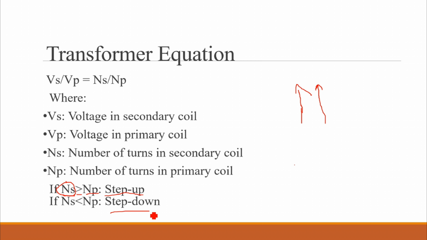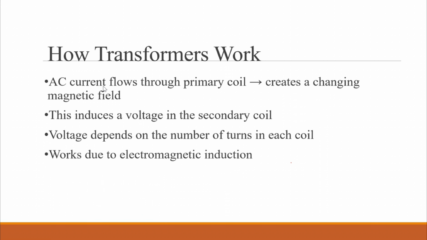And step down transformer means fewer turns in the secondary coil and more turns in the primary coil, means from upward to downward. This is the step down transformer. Okay, and the formula of transformer is secondary voltage divided by primary voltage equals number of turns in the secondary coil divided by number of turns in the primary coil. This is the transformer equation.